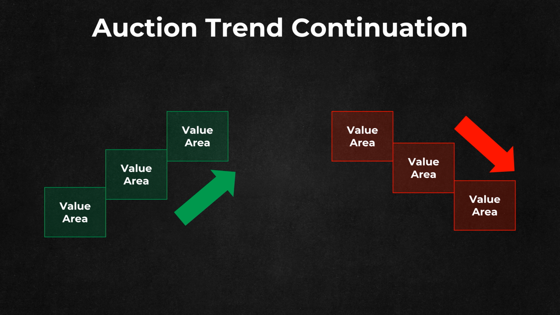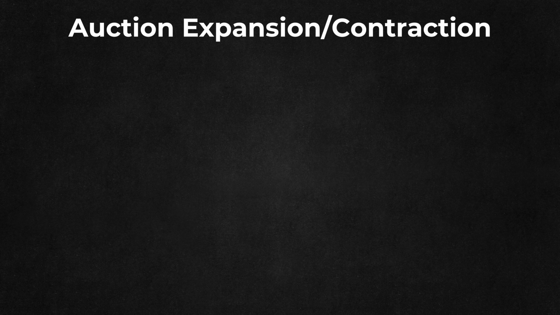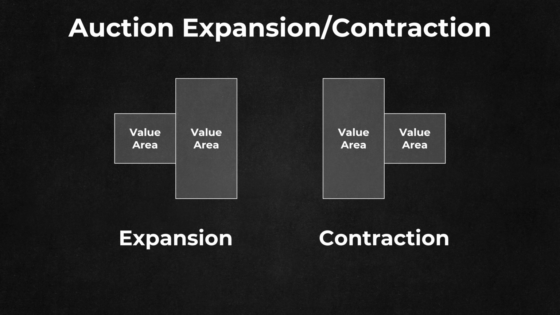Another possibility that emerges when we analyze the progression of value areas in the profile is the expansion or contraction of the auction. Expansion and contraction are neutral auction states that describe how the market is facilitating trade, not the direction of price.